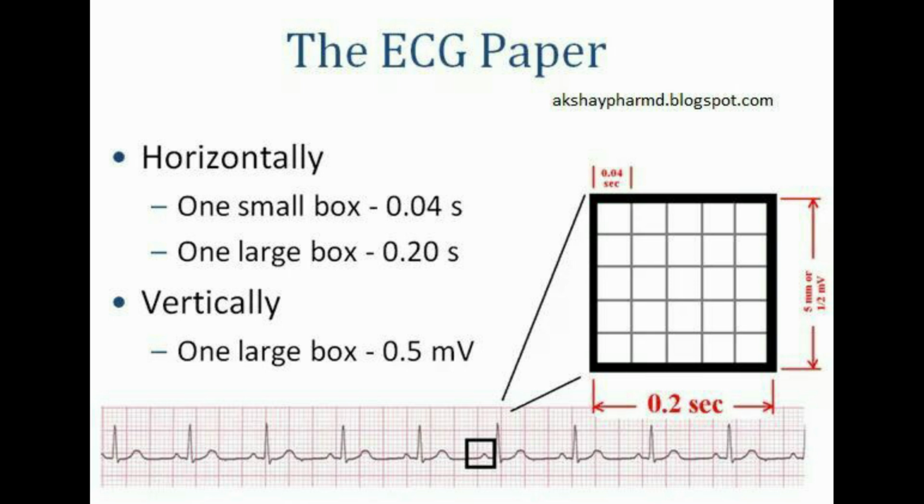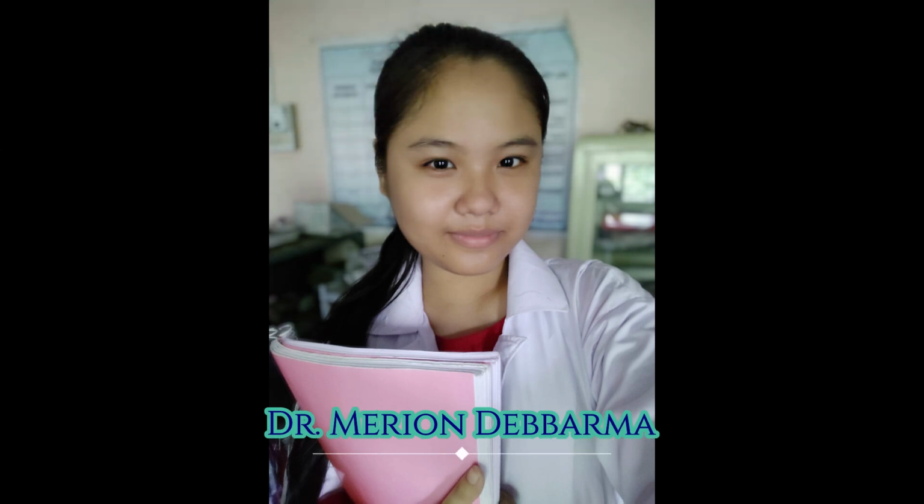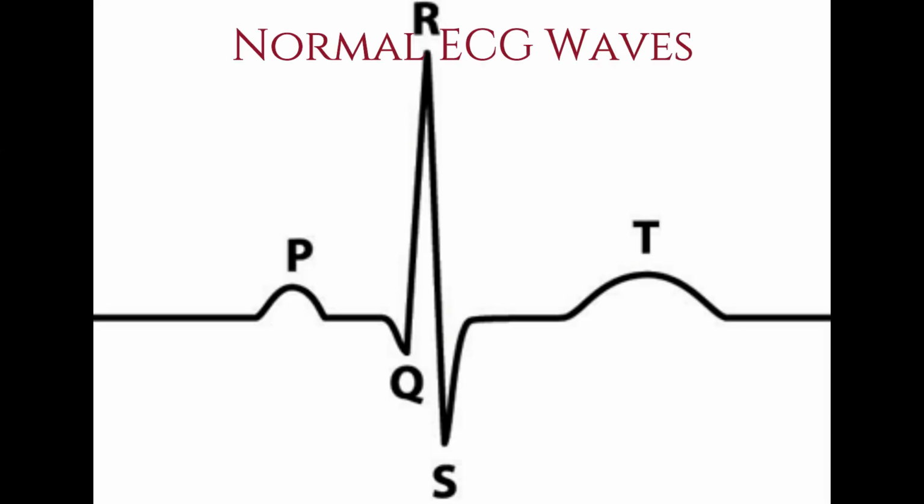But vertically, each box represents the electrical potential of impulses, and they are represented by millivolts. Thank you. Now over to Dr. Marian. Thank you, Dr. Deepan.